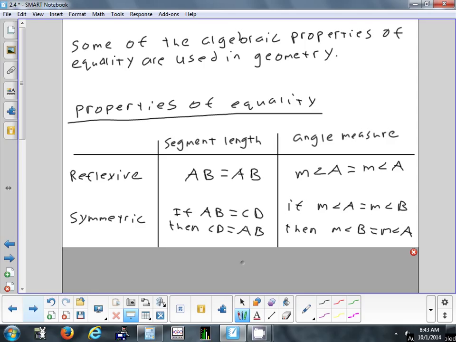Here's the symmetric property. Symmetric property says you can basically switch what's on each side of your equation. So, if the length of AB equals CD, then CD equals AB. Or in terms of an angle, if the measure of angle A equals the measure of angle B, then the measure of angle B equals the measure of angle A. That's your symmetric property.